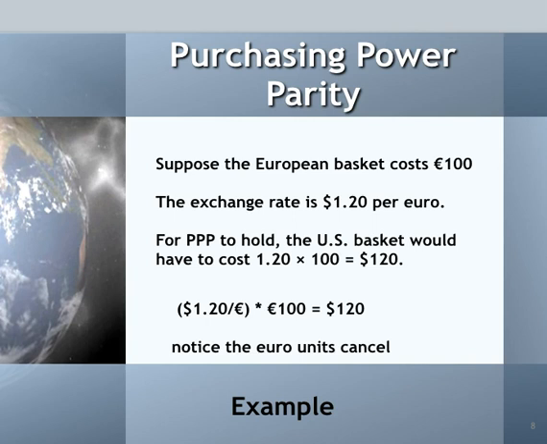Now, for purchasing power parity to hold, the United States basket would have to cost 1.2 times 100, which is $120, right? I'm multiplying 1.2, the exchange rate, which is dollars per euro, times 100 euros. Notice the euro is in the denominator in 1.2. It's in the numerator when I'm talking about the 100. So the euros cancel, and I end up with $120. This is the United States basket, what it would cost in the United States. Again, notice that the euro units cancel.